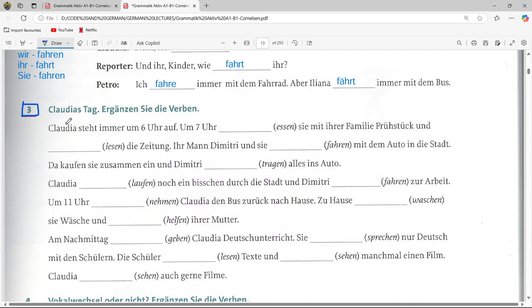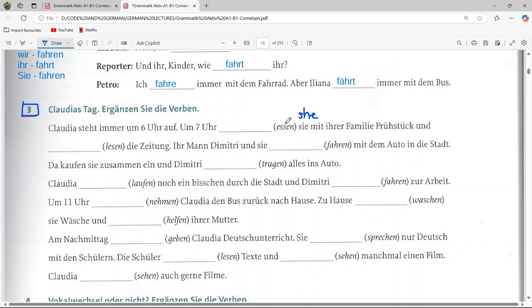First sentence. Claudia steht immer um 6 Uhr auf. So Claudia always wakes up from her bed at 6 a.m. Um 7 Uhr, so at 7, blank sie mit ihrer Familie Frühstück. So this sie is about Claudia, and in English it is she. She with her family has the breakfast.